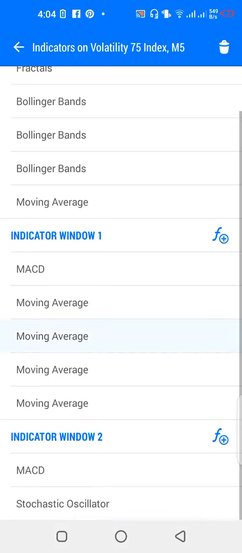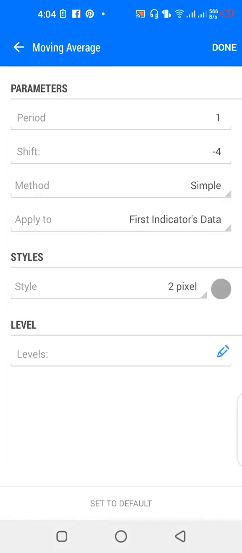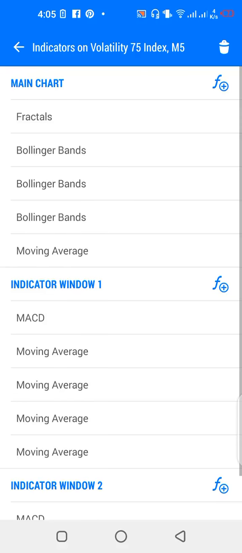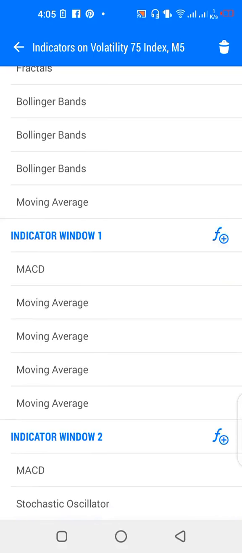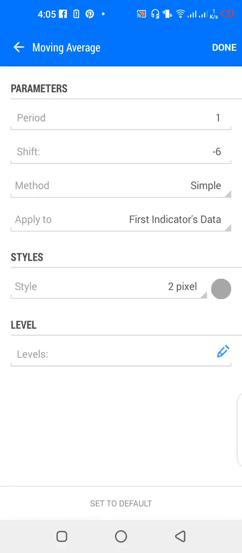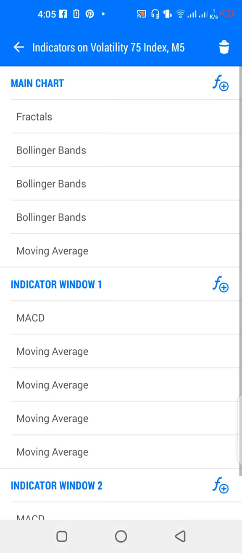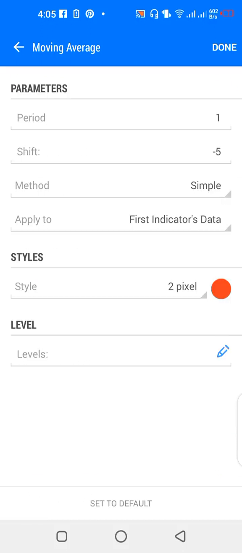For the second moving average, we have the period to be 1. Shift is -4. Method is simple. Apply to first indicator's data, and the color is gray. The third moving average, you have the period to be 1. Shift is -6. Method is simple. Apply to first indicator's data, and the color is gray. And the last moving average on the indicator window 1, we have the period to be 1.